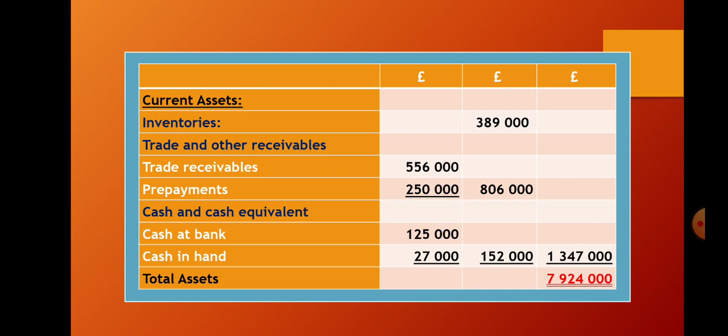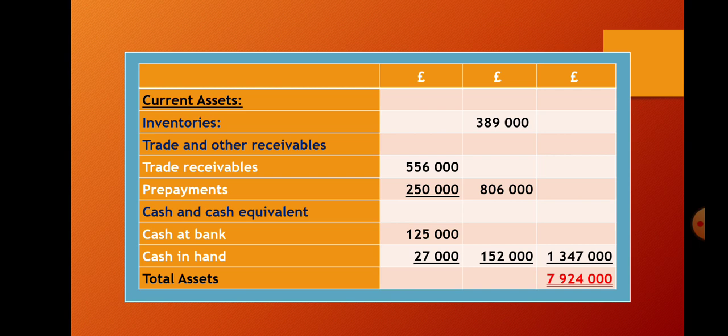So total of current assets would be 1,347,000 and the total of assets is 7,924,000. And against that we have to write total assets like it is shown in the screen. Writing this description is very important in the publish format.